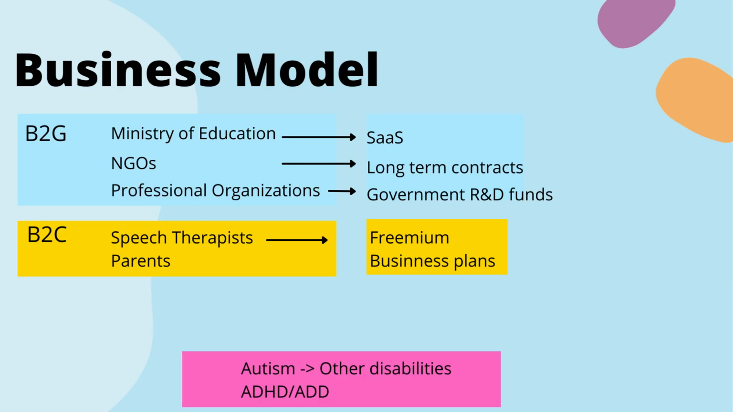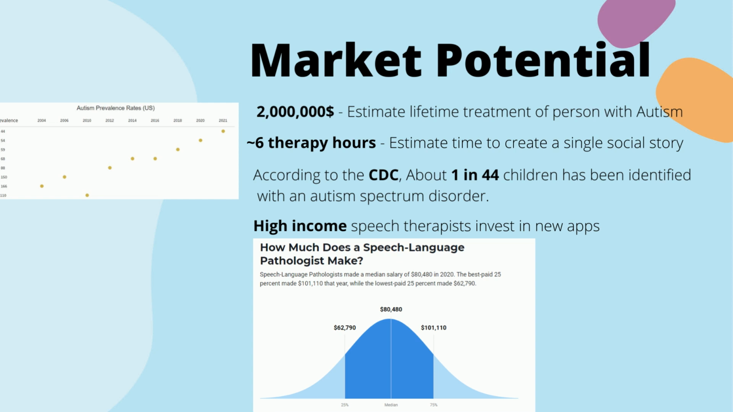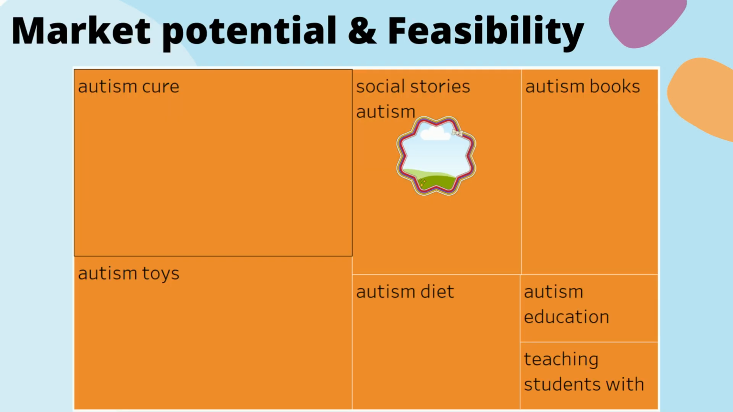Our target markets in a B2C model are speech therapists and caregivers in a freemium business plan, and in a B2G model offering a SaaS model with long-term contracts to big professional organizations and private clinics. Saving 6 hours of therapy for each social story written can save a few hundred dollars and lower treatment costs spent yearly. Demand for a good and thorough social story technological solution is very high, as the term social stories autism appears third in the web search.